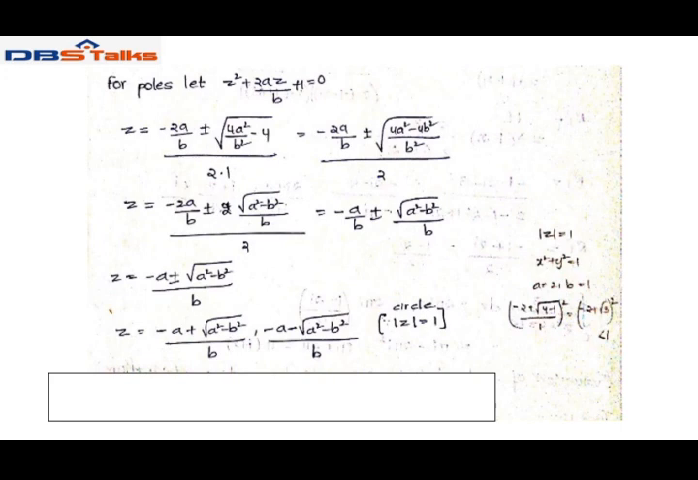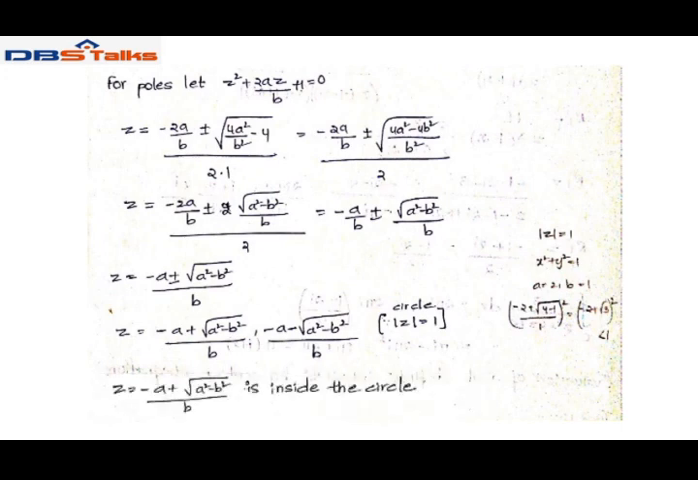Circle equation is mod z equal to 1. That means x square plus y square equal to 1. In this circle equation, then substitute pole minus a plus root of a square minus b square by b. Here a equal to 2 and b equal to 1. That value then substitute in circle equation, we get less than 1. So less than 1 means the pole minus a plus root of a square minus b square by b is inside the circle. So the first pole z equal to minus a plus root of a square minus b square by b is inside the circle.